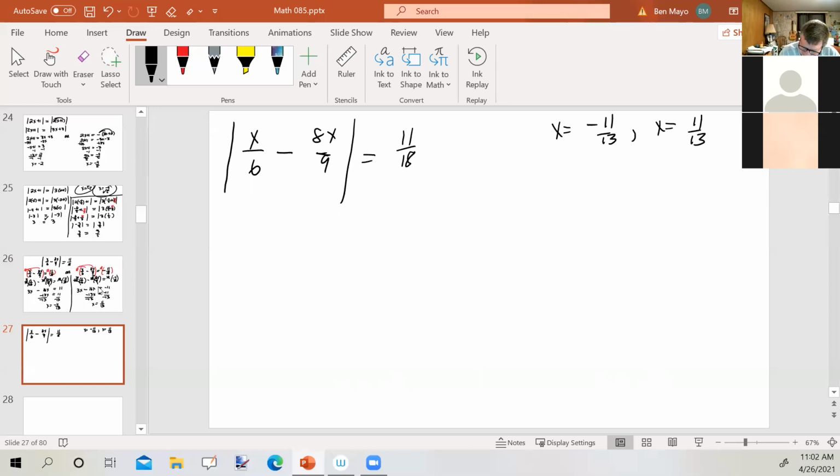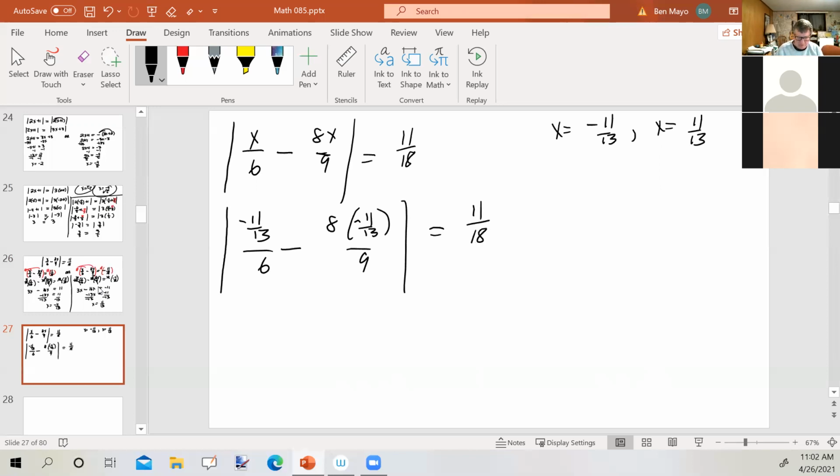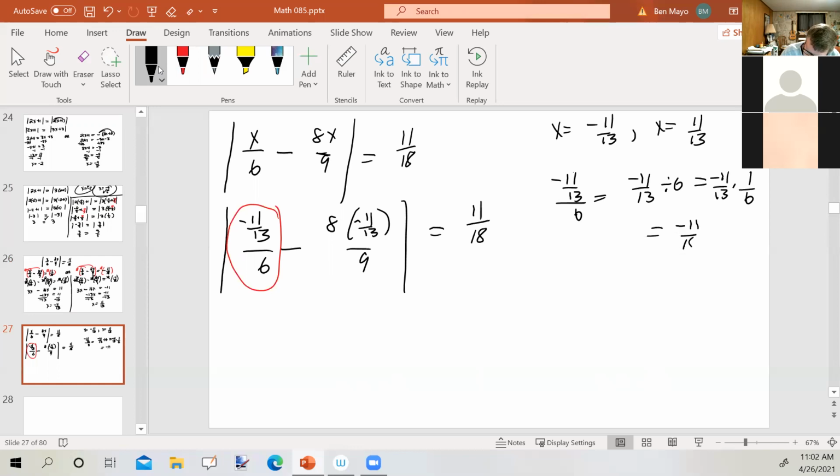Okay, so if x is negative 11/13, we have this: negative 11/13 over 6 minus 8 times negative 11/13 over 9, absolute value equals 11/18. Now let's take this individual piece right there and deal with it. Negative 11/13 divided by 6 is negative 11/13 times the reciprocal, 1 over 6, which would be negative 11/18.